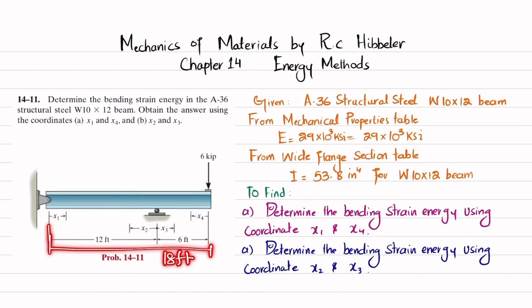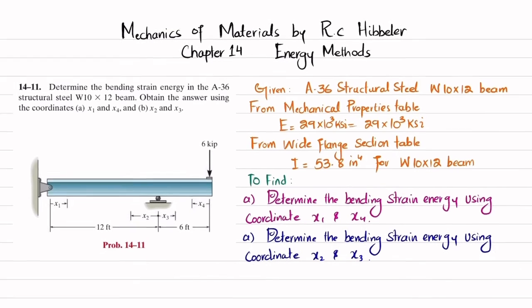Clear? So from the table of mechanical properties for A36 steel, E is 29 times 10 to the power 3 ksi, and from the wide flange section table, the moment of inertia I for this beam is 53.8 inch to the power 4. I will show you it later. So we have to determine the bending strain energy using x1 and x4, and x2 and x3. So let's start with the solution.